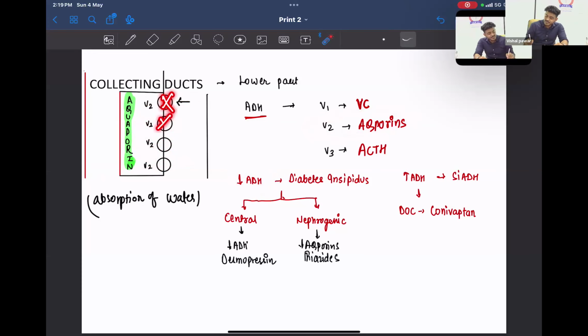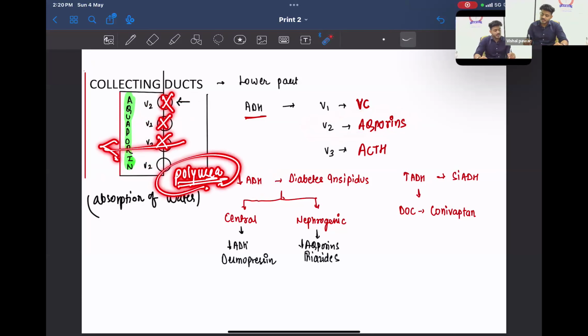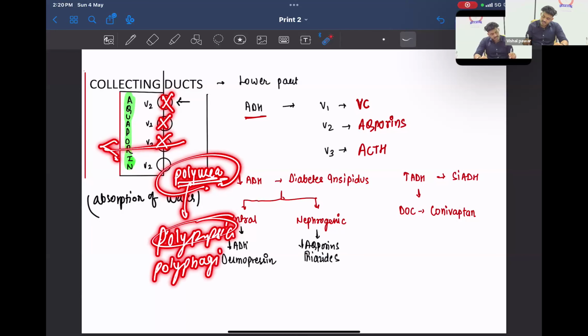If there is a decrease in the V2 receptor, do you think there will be more water reabsorption? No. If not more water reabsorption, this water will be going out into the urine. Yes. And this patient will be having what? Polyuria. If this patient is having polyuria, he will be feeling thirsty. This is going to be polydipsia, and polydipsia and polyphagia will be happening together. They are in close proximity, so they are going to happen together.